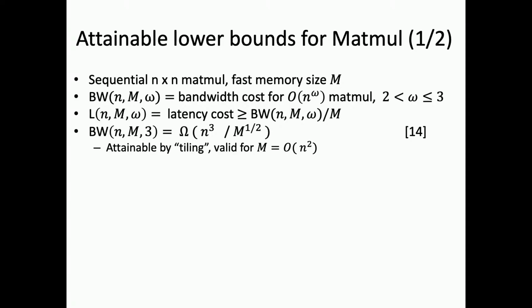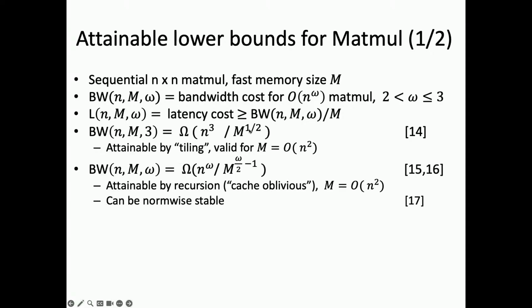So the question is, how does this generalize to the Strassen-like case? Well, I certainly hope that 3 will change into an omega. It will. And what happens to the 1/2? It's going to change into omega over 2 minus 1. So that's easy typesetting, but the math is much more complicated. So if omega equals 3, it just reproduces that result. But this is the lower bound for any Strassen-like algorithm, and it's attainable simply by recursion.